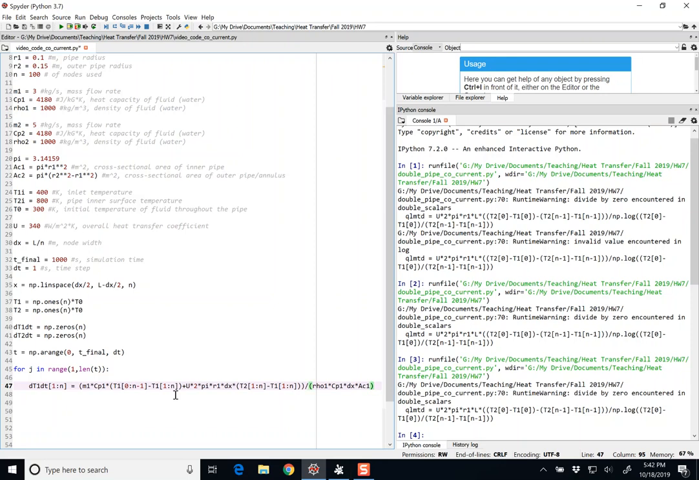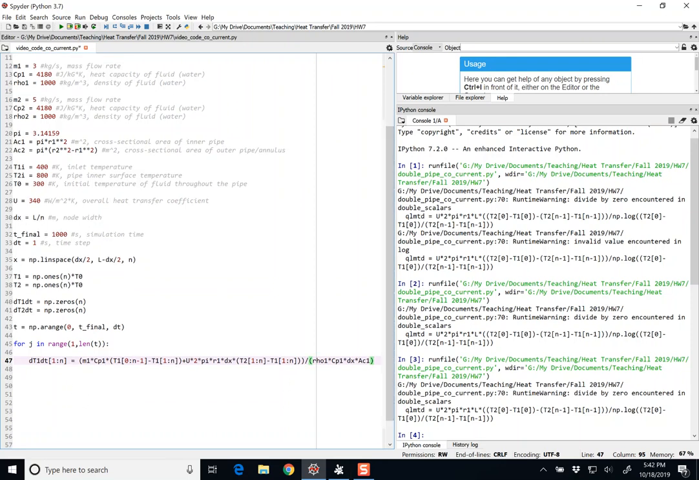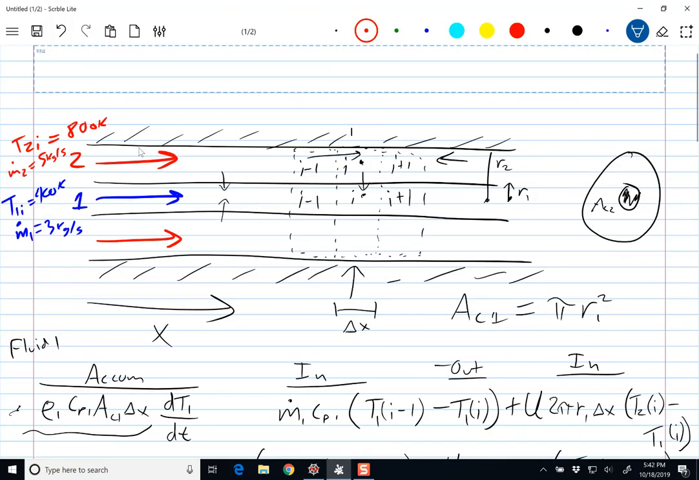Okay, hopefully we're all good there. All right, so this covers all the nodes starting with node 1, which is actually the second node, into the end. We have to do a different balance here at the beginning because that fluid is actually coming in from some other source. So here we're going to want to change our equation so that the in term for advection is this T1 at the inlet.